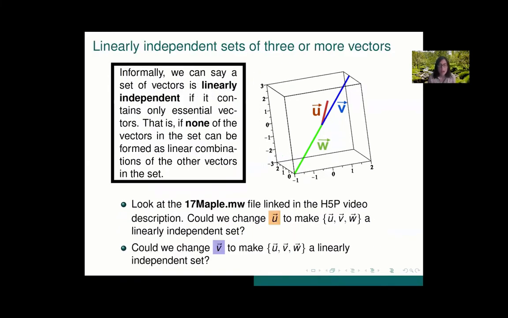We're going to look at the Maple file that is linked in the H5P description for this H5P video. First, we'll ask if we can change U to make UVW a linearly independent set. Then we'll ask if we can change V to make UVW a linearly independent set.